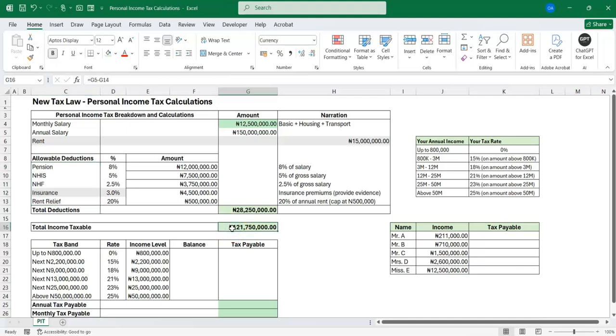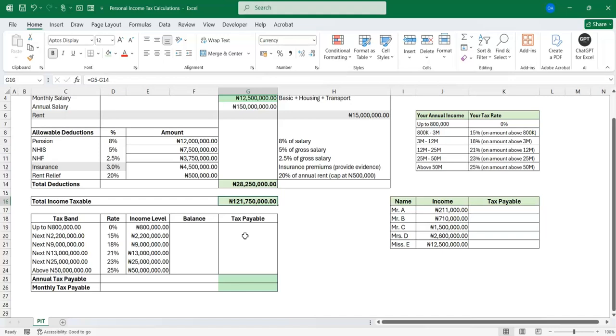Now we can go ahead to calculate the tax liability, taking into consideration that she has a taxable income of 121 million annually. So these are the tax bands.